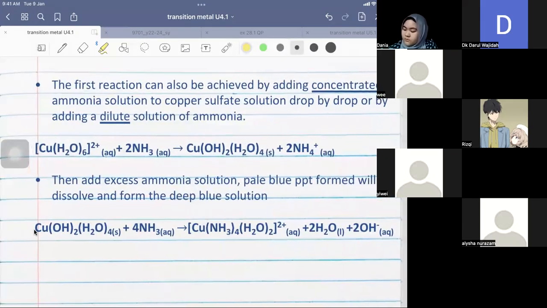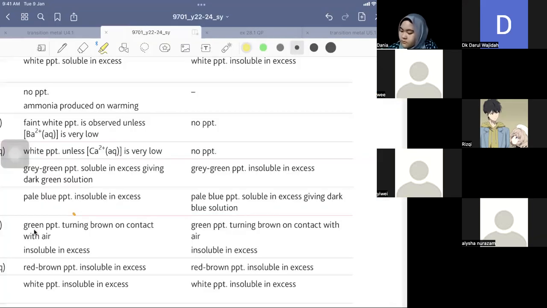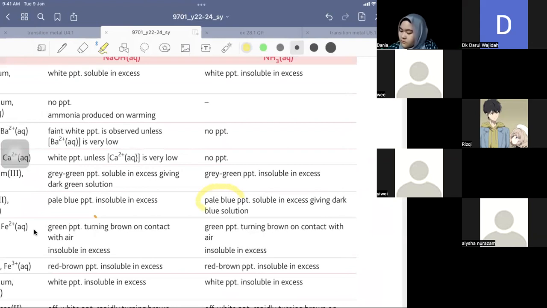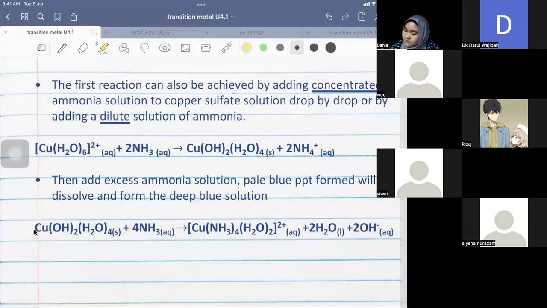Next is, what if we add ammonia drop by drop? Same thing. You see here, we add ammonia drop by drop, we get a pale blue precipitate. So that pale blue precipitate is our copper hydroxide. And then in excess, it will give us the same deep blue solution, which is Cu with 4 NH3 molecules or NH3 ligands. Okay, right. The only difference is in the balancing of the equation. Okay, if we add ammonia to copper 2+, we will get a blue precipitate. And that blue precipitate is copper hydroxide.